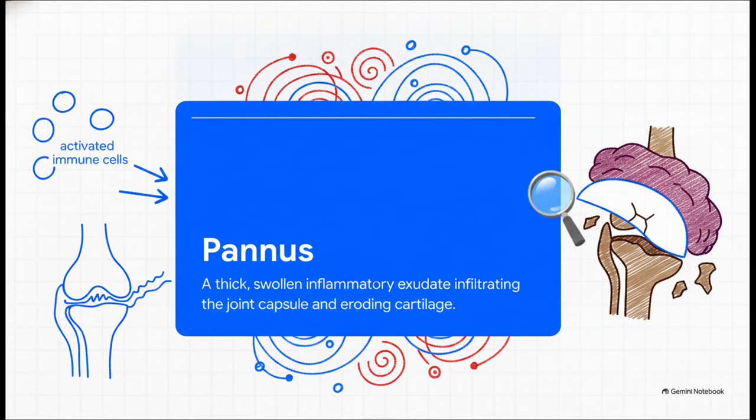Now, this is an absolutely crucial term to understand. Imagine a delicate, thin membrane suddenly transforming into an invasive, expanding layer of granulation tissue. It's a thick, swollen, inflammatory exudate packed with fibroblasts, myofibroblasts, and immune cells. As highlighted by the magnifying glass inspecting the eroded bone in the diagram, this tissue physically infiltrates the joint capsule, eating right into the cartilage and eventually eroding the underlying bone.